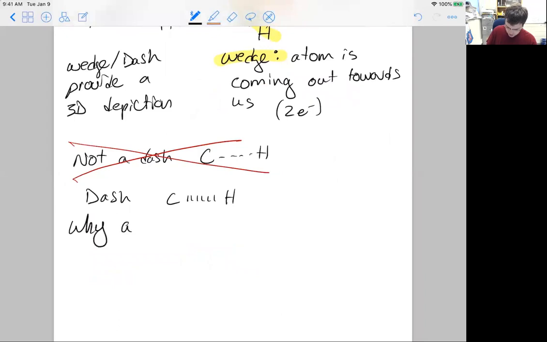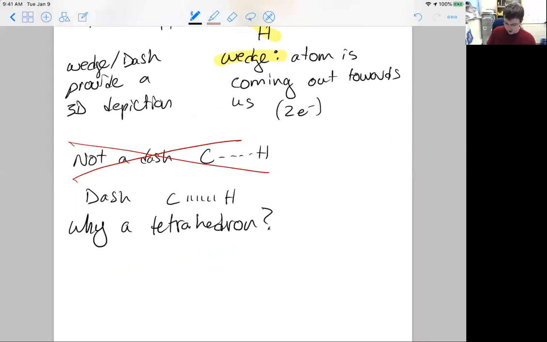Why a tetrahedron? So a tetrahedron is, just a second. Writing, talking, and spelling. Tetrahedron. Okay. Why a tetrahedron? So a tetrahedron is kind of a complicated shape.